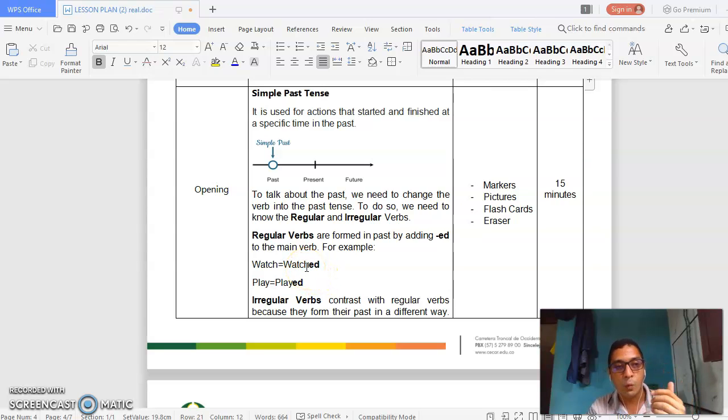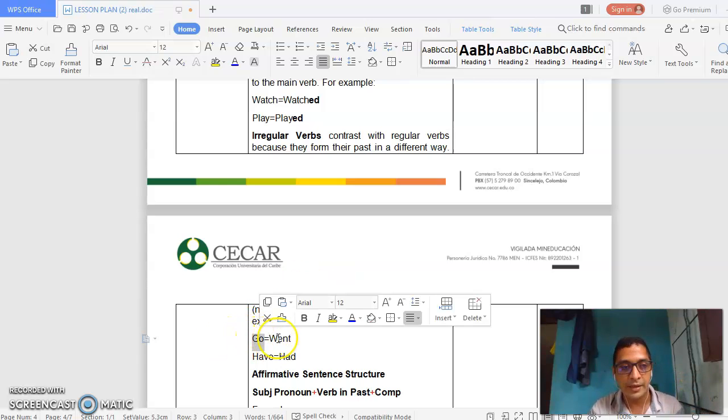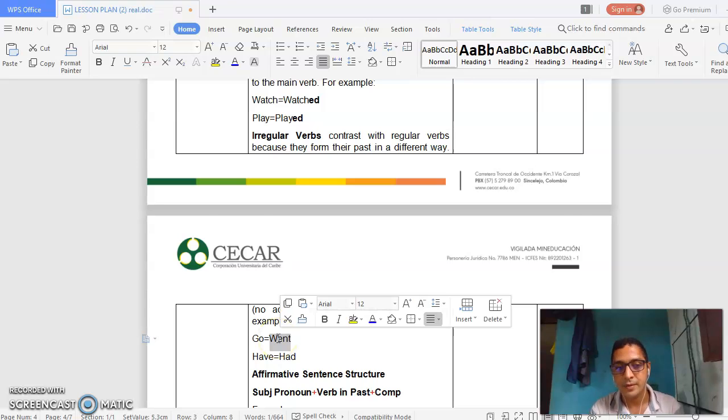Regular verbs: watch and play. We also have drink, have, went, which are irregular verbs, guys. Went is the past of the verb go. So here we have the verb go in present, and its simple past.